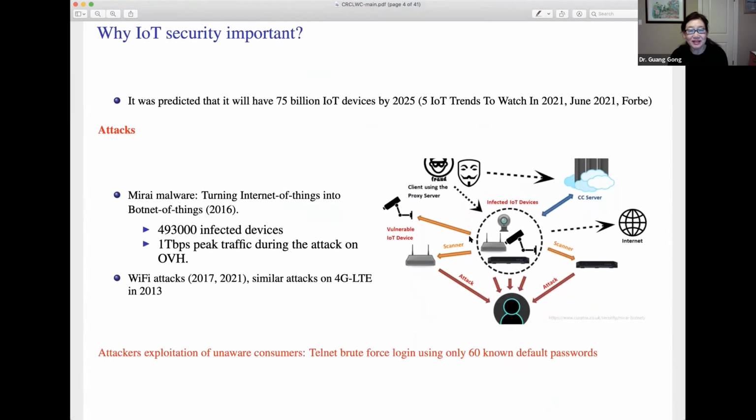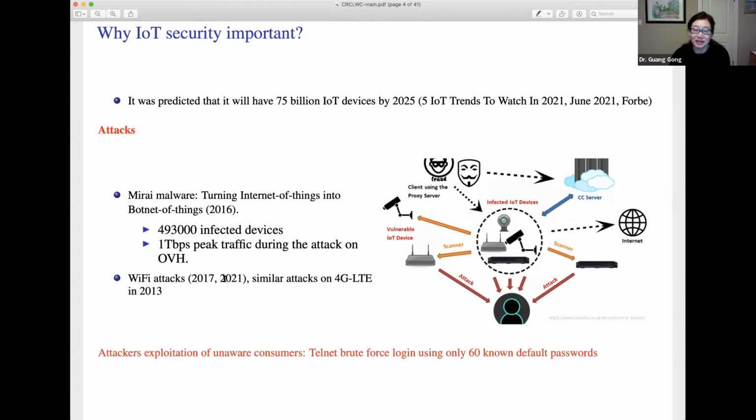Maybe you are already seeing many of those applications. Also, maybe you have heard of some attacks, for example, malware. This happened a few years ago, and they got many devices. Here I listed about 500,000 infected devices. Basically, they got the network down, even affecting Facebook's connections.